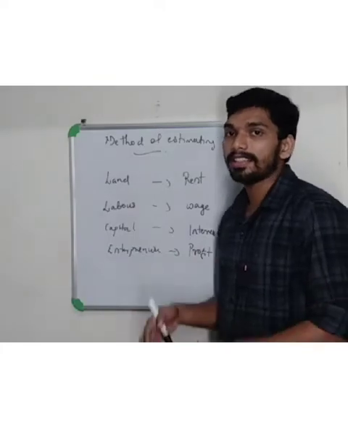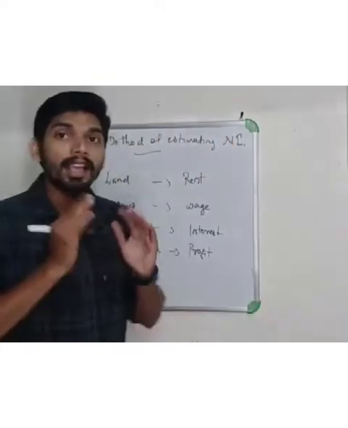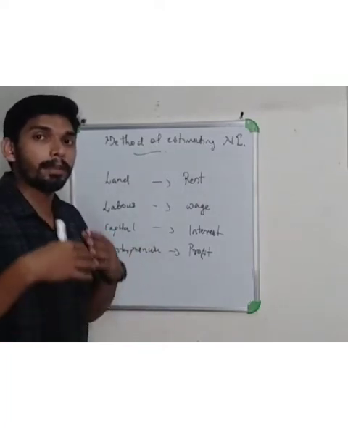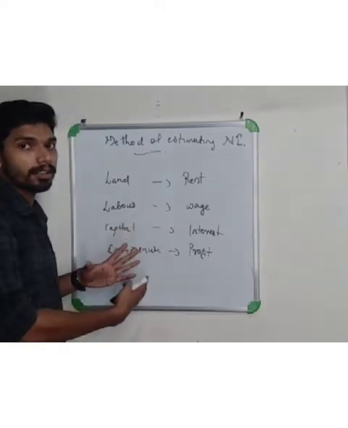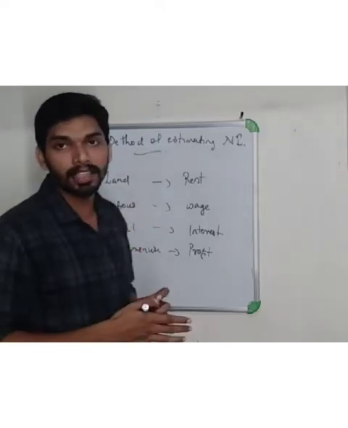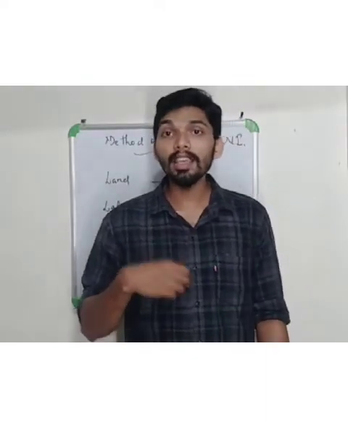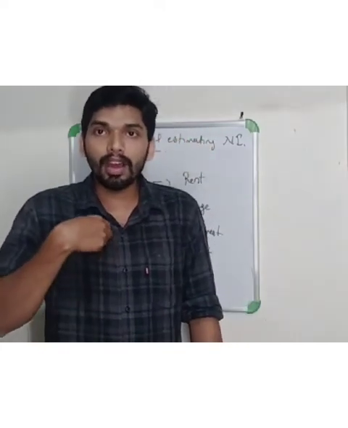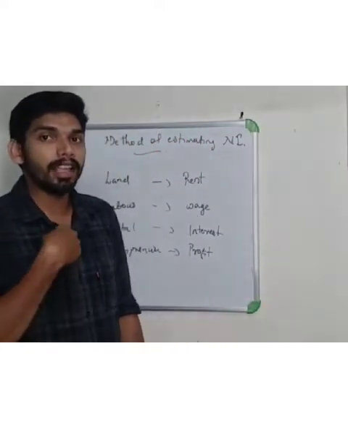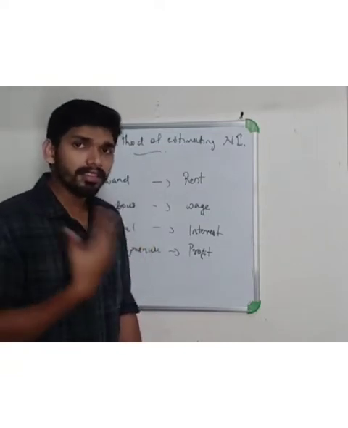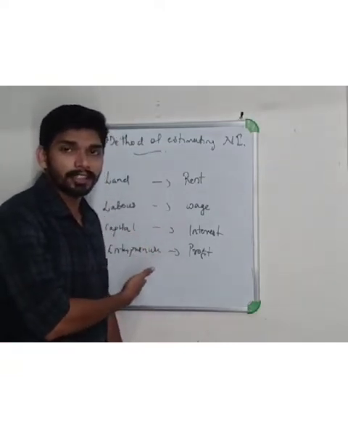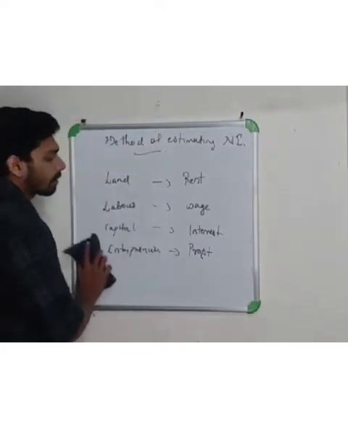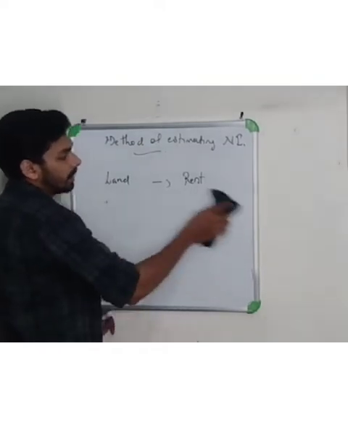Here the national income is calculated by the sum of the factor payments, that is, what is given by the production units to the factors of production. That is the method of estimating national income. Here we are taking the factor income, the factor payments. The producer or the employer provides factor income to the factors of production for rendering their factor services. So this is the method of estimating national income.